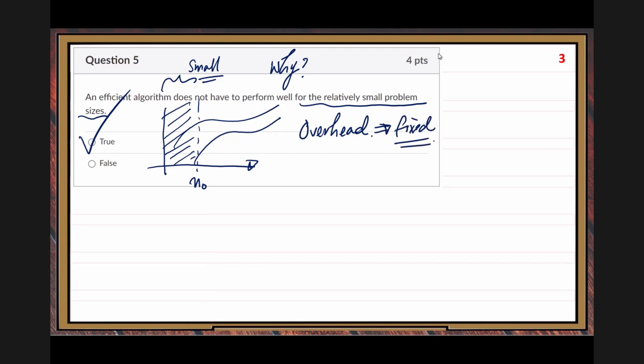Okay? So when the problem size is very large, this overhead part becomes very, very small. Percentage-wise, very, very small. So we can ignore. Yeah, we can ignore. So that's the reason. So for this question, we understand efficiency this way. That's an important point. Algorithm efficiency understanding.